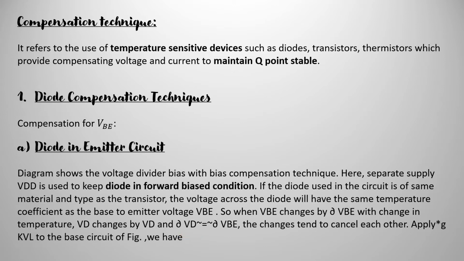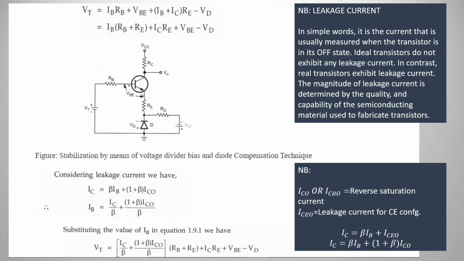Now let's move on to the derivation. So here this is the diagram. It's a common emitter circuit configuration. You see here this is the base terminal, this is the emitter, and this is the collector. Now VCC is the supply voltage of the collector part and RC is the resistor attached along. RB is the resistance across the base terminal, RE across the emitter terminal. Now VT that you see here is the DC supply, and VD is the diode. RD is the resistance across the diode.